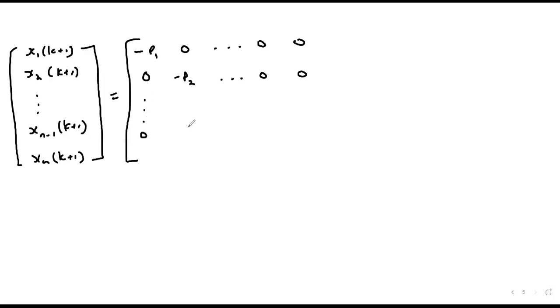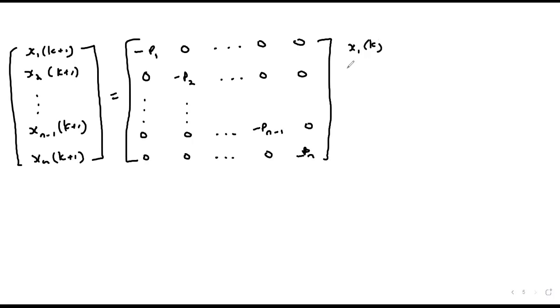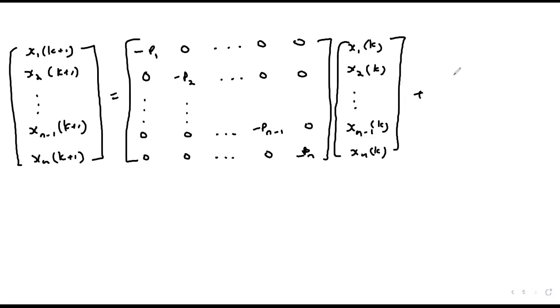Up to the second last row, which will be a row of all terms apart from the second last term as negative pn minus 1, 0, and then the last row as 0, 0, 0, negative pn, multiplied by x1 of k, x2 of k, all the way to xn minus 1 of k, and xn of k, plus the matrix H is a matrix of all terms being 1 as 1, 1, 1, 1, multiplied by u of k.